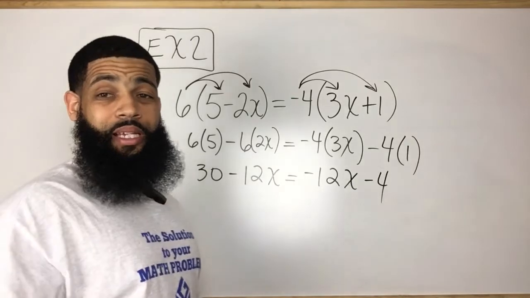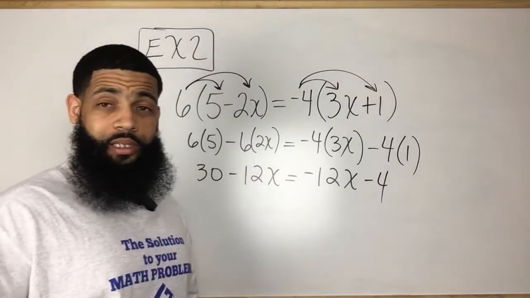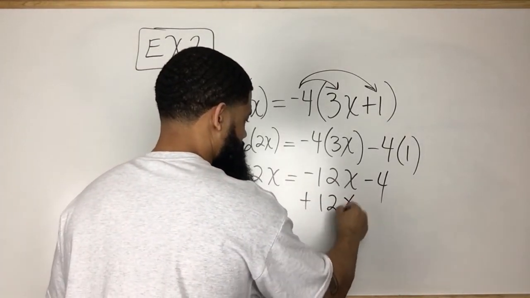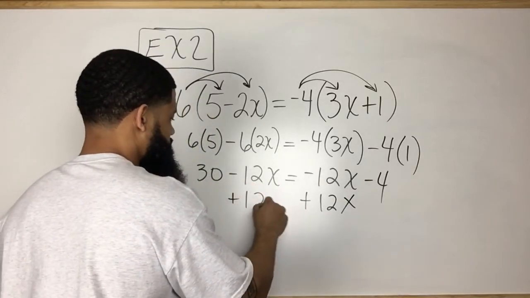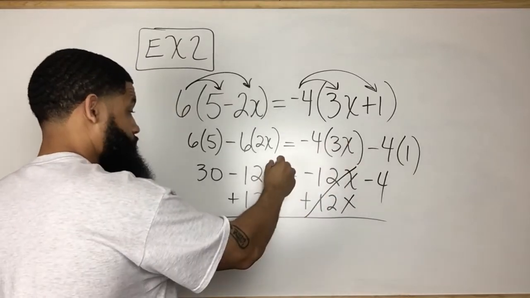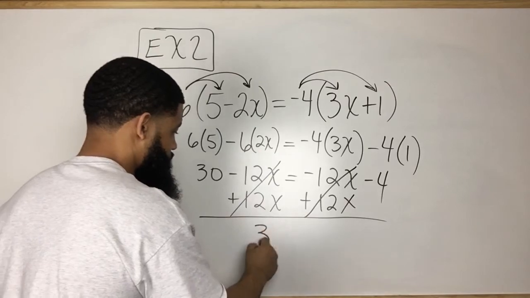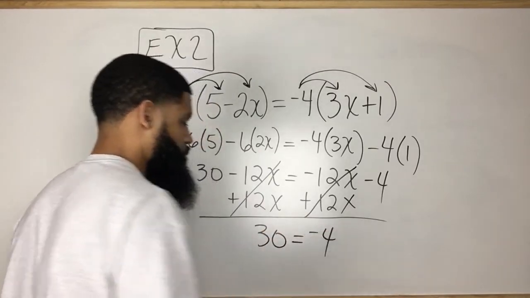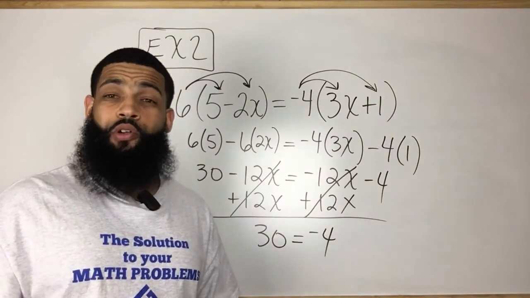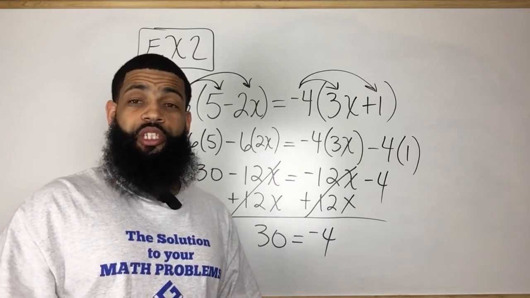Once again, I want to take my x terms to the left side, and that's just for me. You can do it on the right hand side if you choose. The opposite of negative 12x is adding 12x, so we add 12x there as well. Those cancel out, and here they cancel out as well. So now I have 30 is equal to negative 4. Once again, 30 is not equal to negative 4. That's a false statement, so that tells me once again that there is no solution to this particular equation.